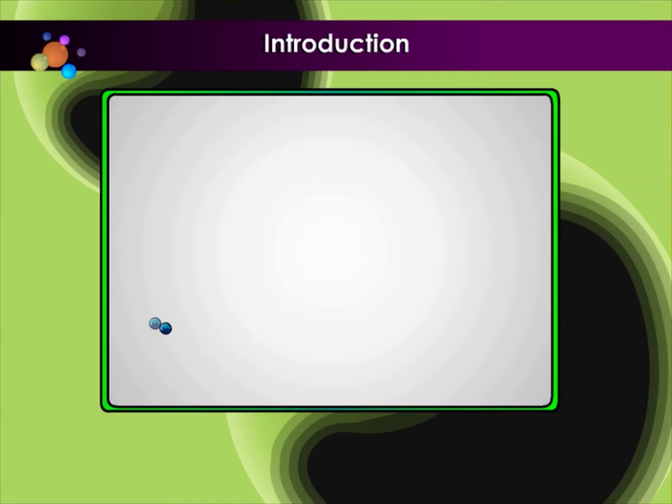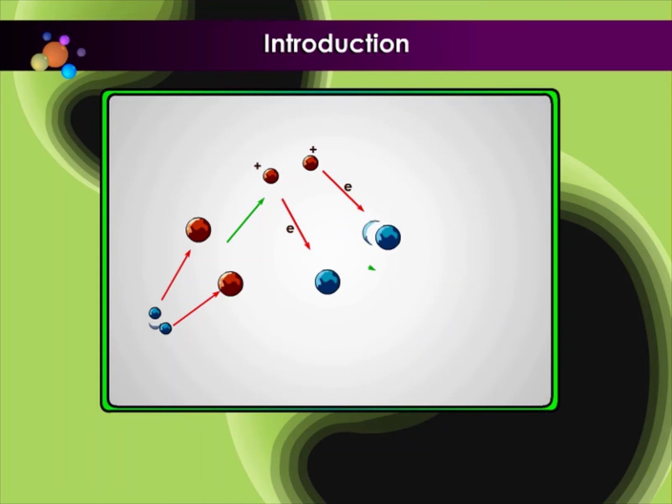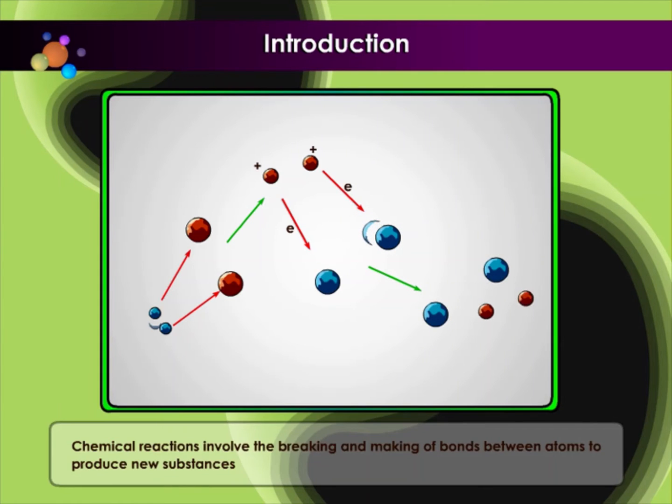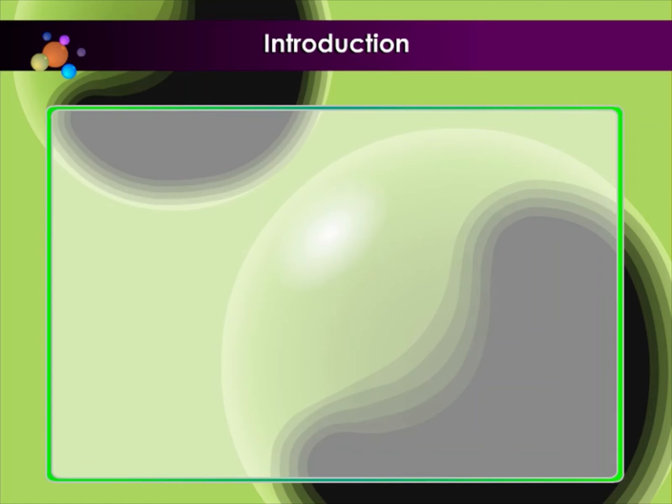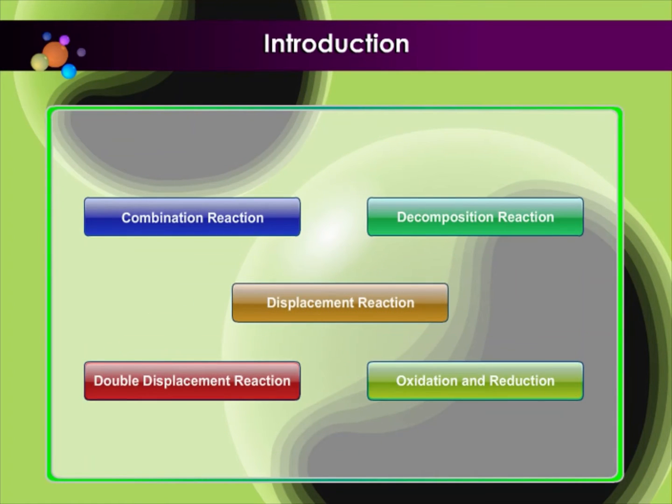We have learned that during a chemical reaction, atoms of one element do not change into those of another element, nor do atoms disappear from the mixture or appear from elsewhere. Actually, chemical reactions involve the breaking and making of bonds between atoms to produce new substances. There are basically 5 types of chemical reactions. They are combination reaction, decomposition reaction, displacement reaction, double displacement reaction, and oxidation and reduction.